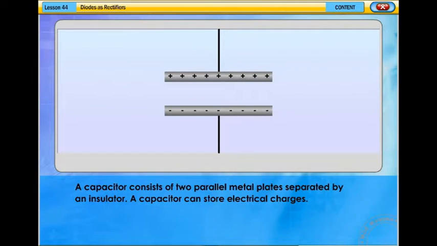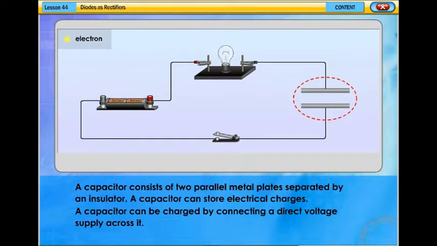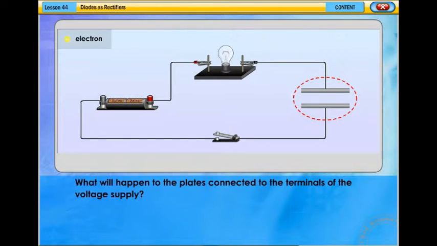A capacitor consists of two parallel metal plates separated by an insulator. A capacitor can store electrical charges. A capacitor can be charged by connecting a direct voltage supply across it. What will happen to the plates connected to the terminals of the voltage supply? Click on the switch to find out.